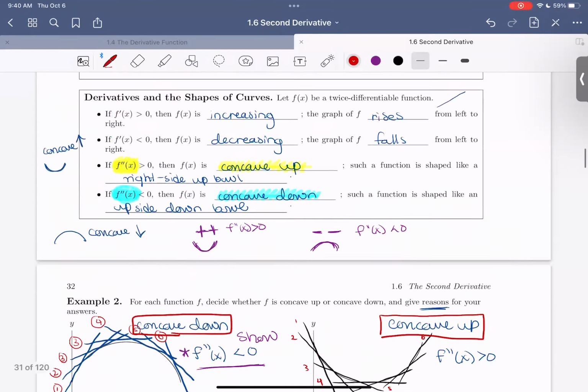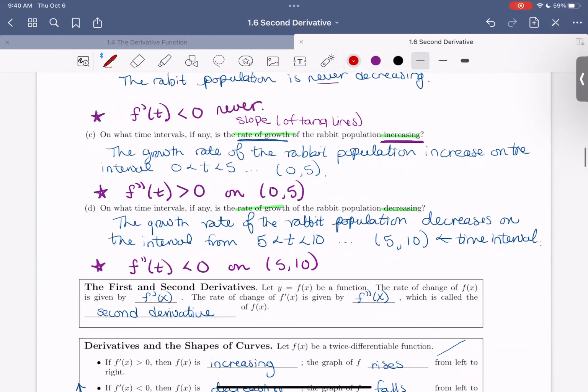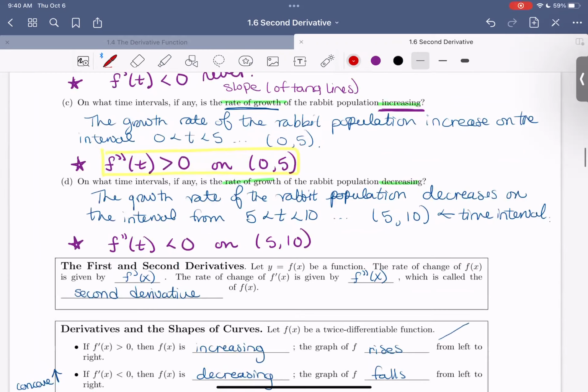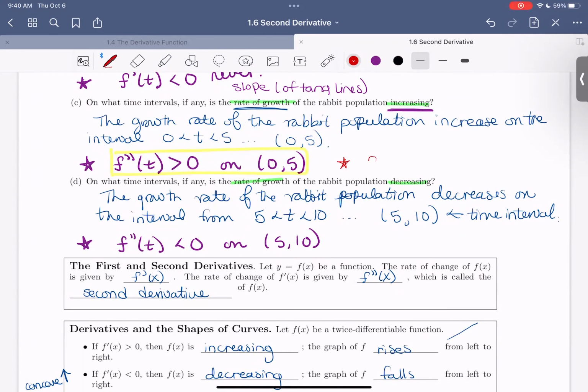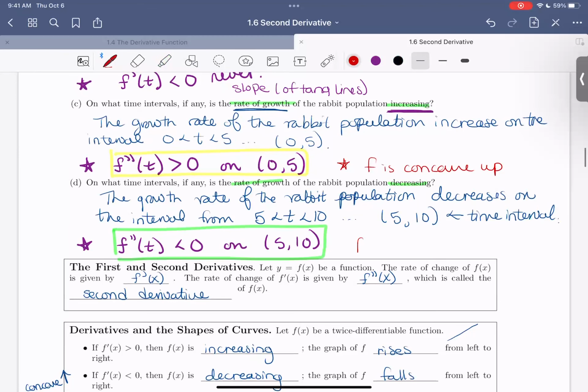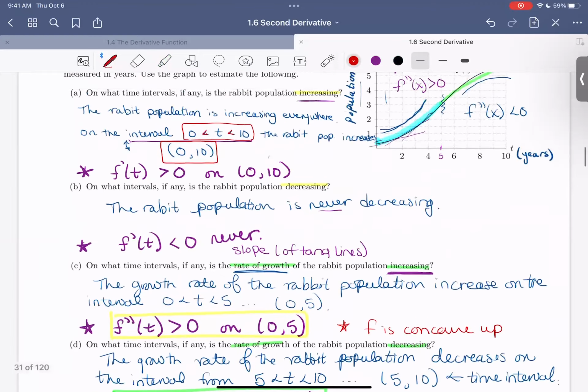So looking back at our work, we determined that the second derivative is positive on the interval from 0 to 5. So that would mean f is concave up there. And the second derivative is negative on the interval from 5 to 10, which would mean f, the original function, is concave down there. And visually, we can kind of tell that on our graph as well.